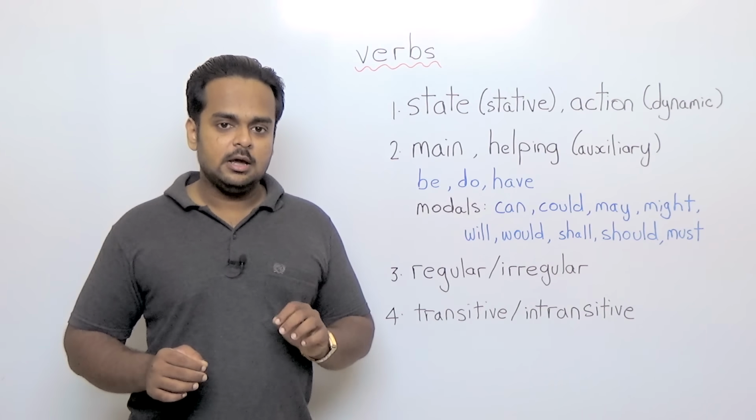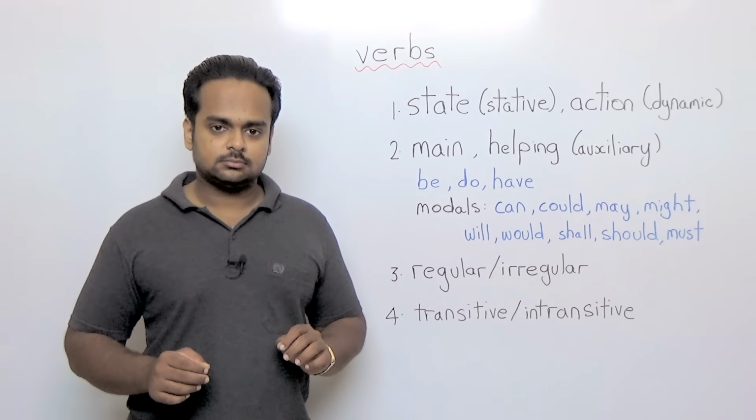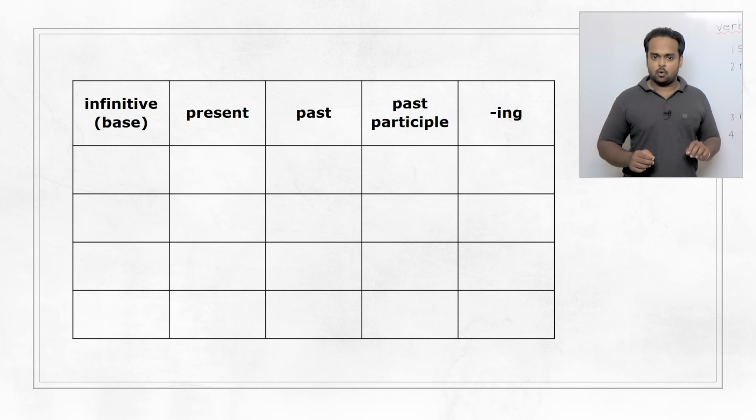Do you know how many forms of verbs there are in English? There are 5 forms. We call these the infinitive or the base form, the present tense form, the past tense form, the past participle form. This form is used in some tenses, and it's also used in conditionals and in the passive voice, so it's an important form. And then we have the ing or the continuous form.